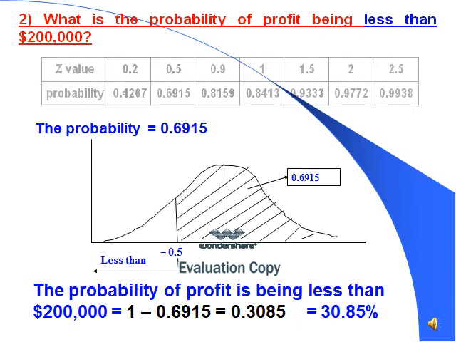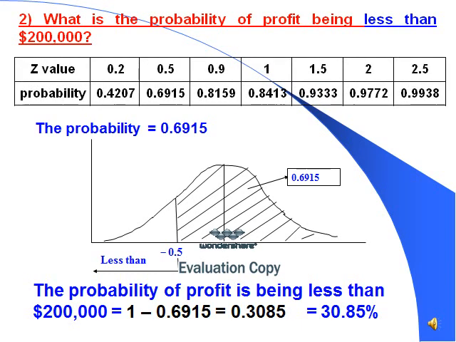Required number 2. What is the probability of profit being less than 200,000? Z equal minus 0.5 from the first required, and the probability is 0.6915. I ask about the probability of profit being less than 200,000. So the probability equal 1 minus 0.6915 equal 0.3085 equal 30.85%.